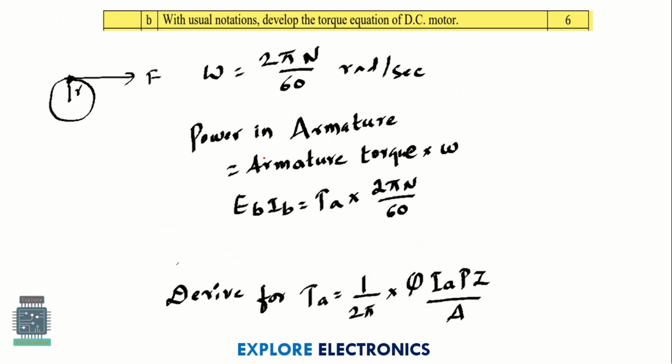Then with usual notations, develop the torque equation of DC motor. Here it is a derivation. You need to derive the torque equation. For this, here I have not completely derived. You need to derive that. So the complete derivation carries 6 marks.